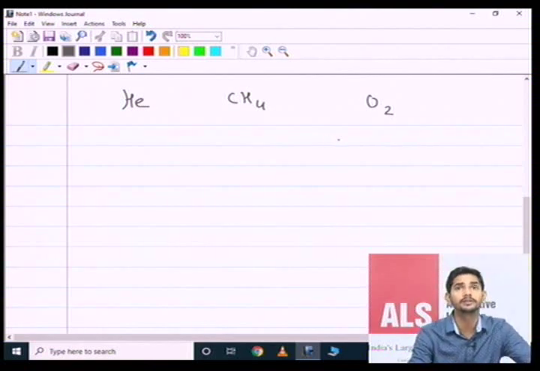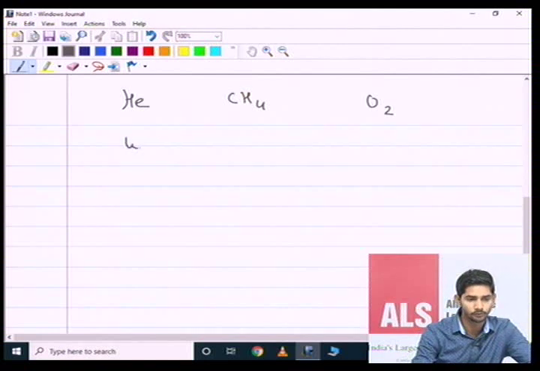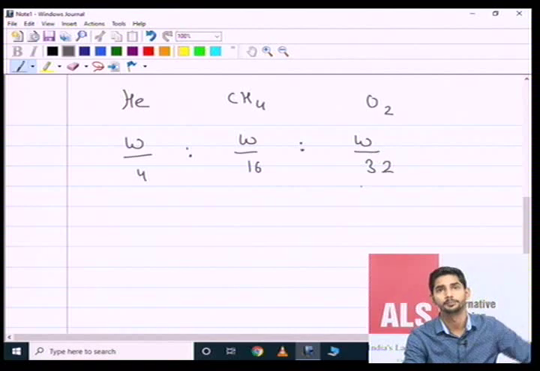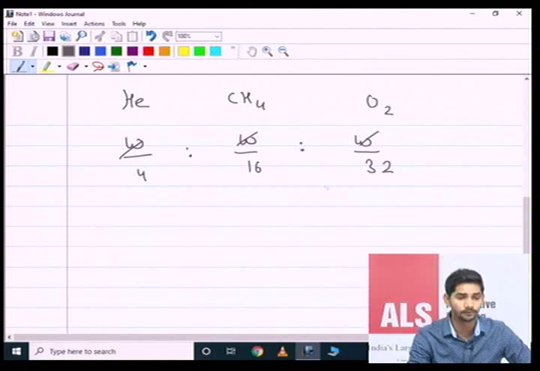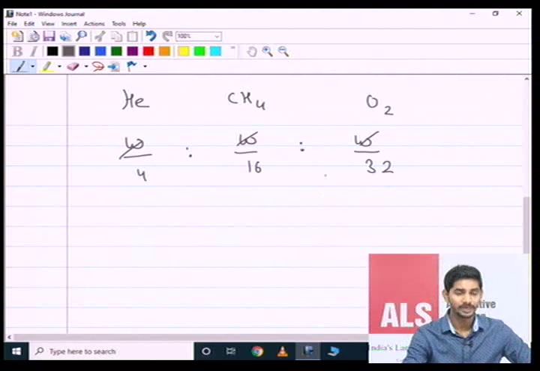Now we have to calculate the ratio of their pressures, and we know that the ratio of the pressures is equal to the ratio of the number of moles. So the number of moles will be what? W, which is the given weight, upon 4 is to W upon 16 is to W upon 32. This is the mole ratio, and this is also the ratio of their pressures. So W will get cancelled out, and we can't leave it in the form of fractions, so I'll convert this into whole numbers. For that, I'll multiply with the biggest number, which is 32.